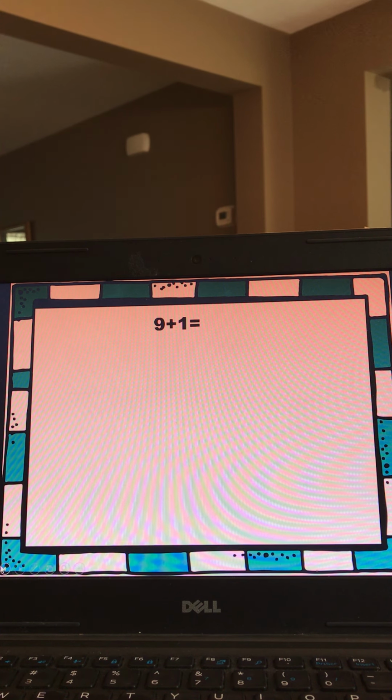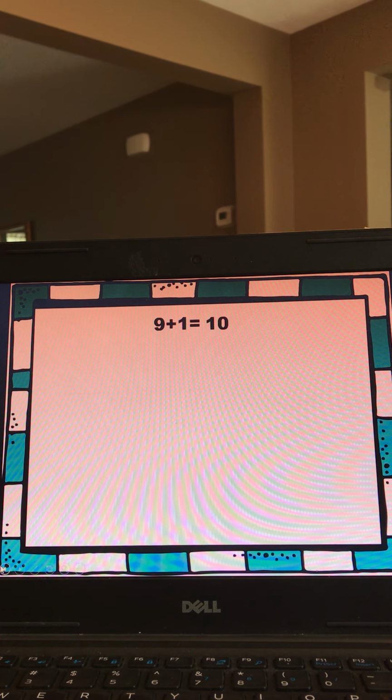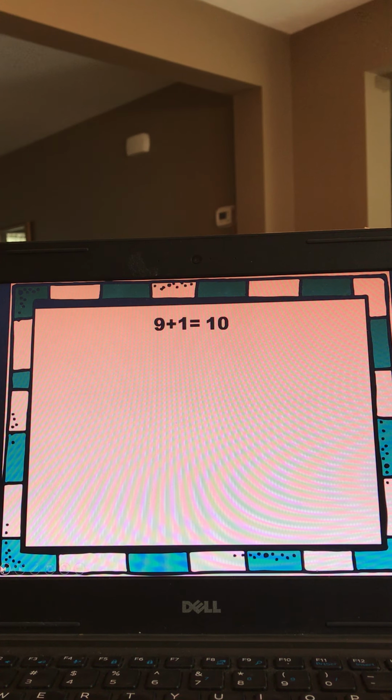We're going to start off our math lesson with a number talk about making friendly numbers. And we can do this when we add. I want you to think about 9 plus 1. 9 plus 1 equals 10. And this is good to remember when we're adding numbers to 9.